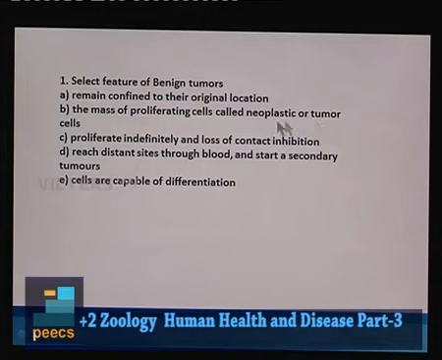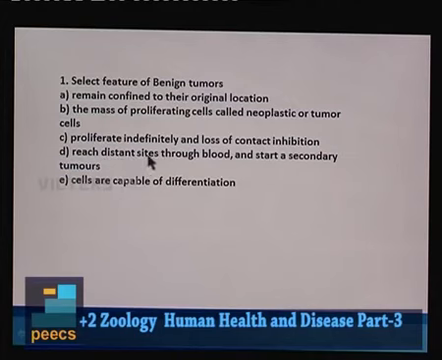This statement is wrong because this is applicable. Neoplasm is formed in the case of malignant tumors. So, this statement is wrong. They proliferate indefinitely and loss of contact inhibition. This is also wrong because benign tumors, they are not proliferating indefinitely, and only for cancerous cells we are observing loss of contact inhibition. Normal cells have contact inhibition, cancerous cells have loss of contact inhibition. So, this is also wrong for benign tumors.